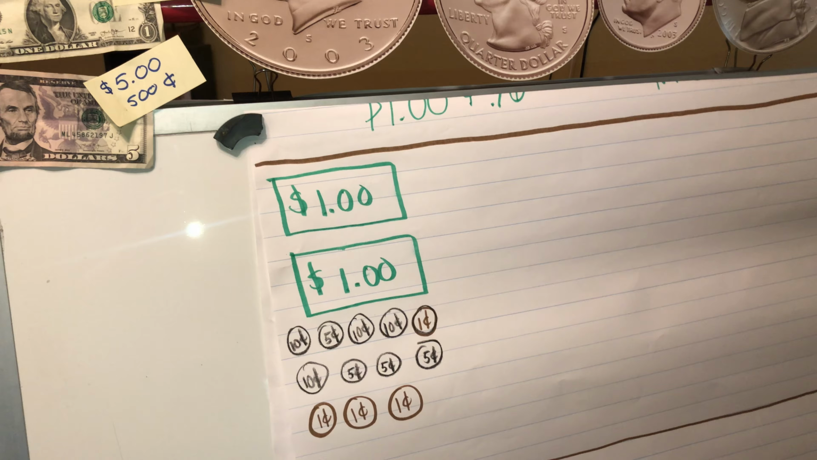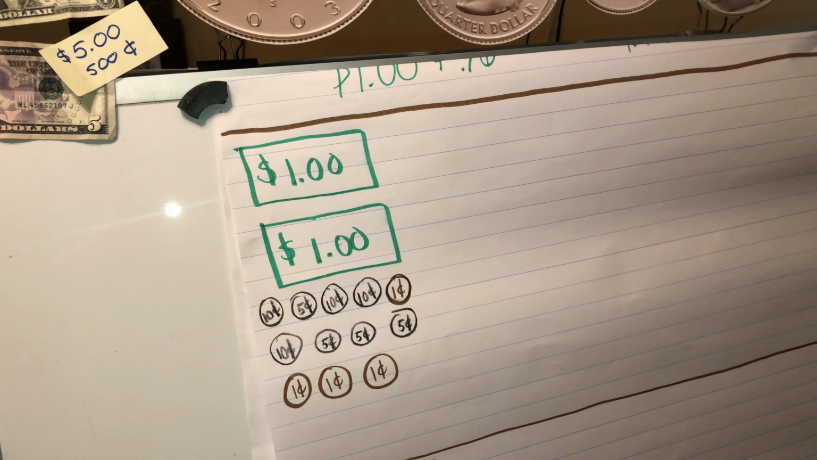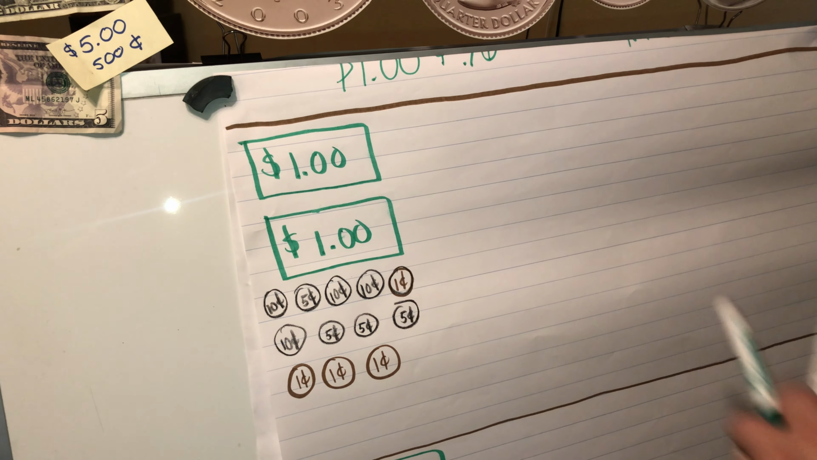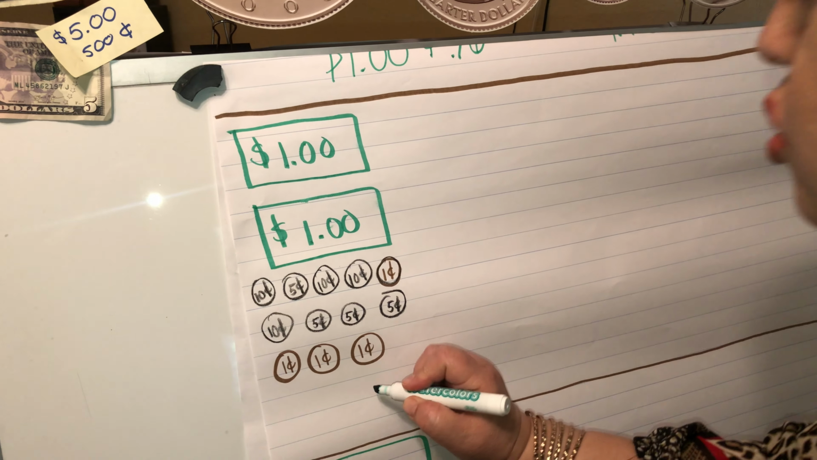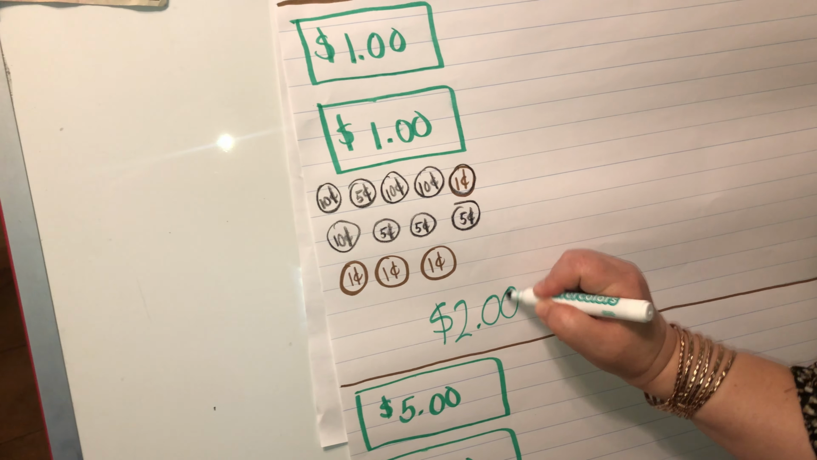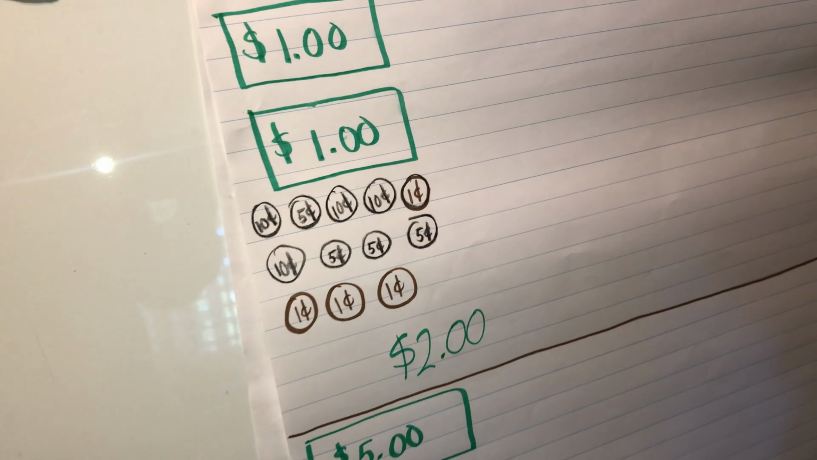Okay, so our next problem. Ooh, I see lots of money there. Let's look at our dollar bills. How many do you see? Count. $1, $2. So we have $2. Once again, I'm going to write it right here on the bottom, so I don't forget that I also am adding dollar bills and not just coins.